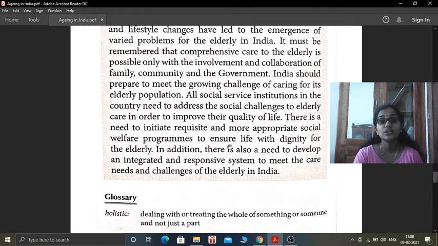There is the need to initiate requisite and more appropriate social welfare programs to ensure life with dignity for the elderly. We can organize welfare programs. We can conduct many welfare programs, and we can raise money. With the help of that money, we can take care of the elderly people, and we can ensure a life with dignity. Dignity means respect. Now many people are being denied it. So they also wish to live a life of dignity.